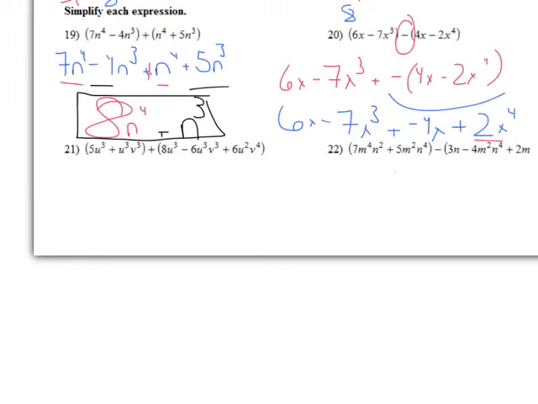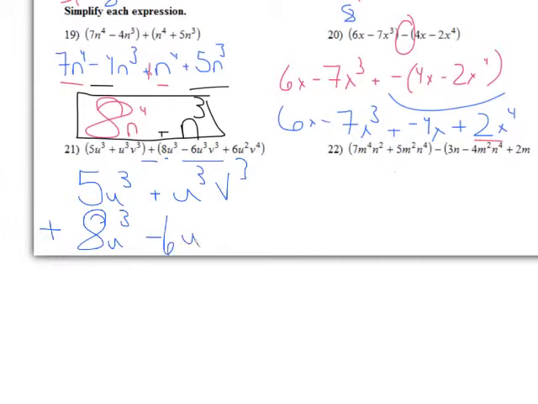All right, for the next one, I'm going to set it up vertically. The reason I'm going to do that is because there's two variables, so I'm going to think of this sort of like a system of equations. So I've got 5u cubed plus u cubed v cubed plus 8u cubed, so I can put that here because those are like terms, minus 6u cubed v cubed, so that means that these are also like terms, plus 6u squared v squared.